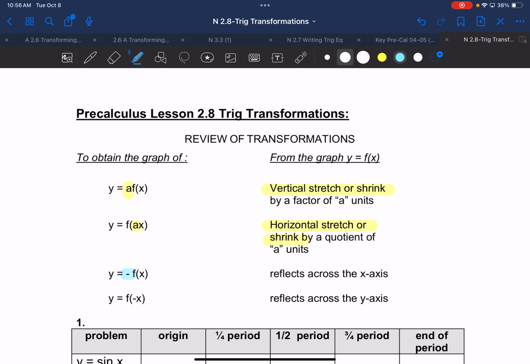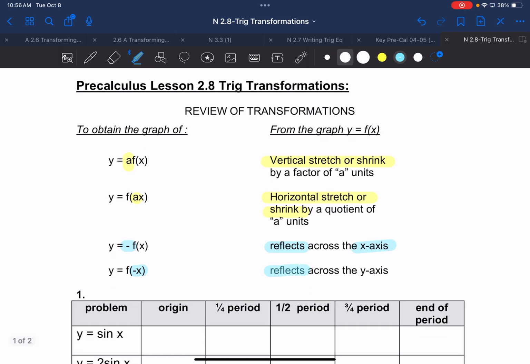It says if you have a negative out in front, like this one shows, this reflects across the x-axis. And if you have a negative inside the function, like here, this is going to cause a reflection over the y-axis. And it just matters if it's a negative, it doesn't matter about the output. Right, right.